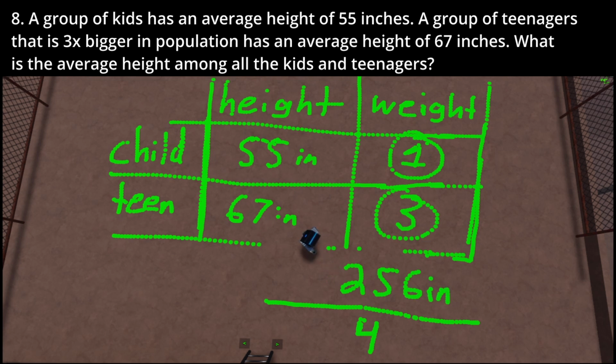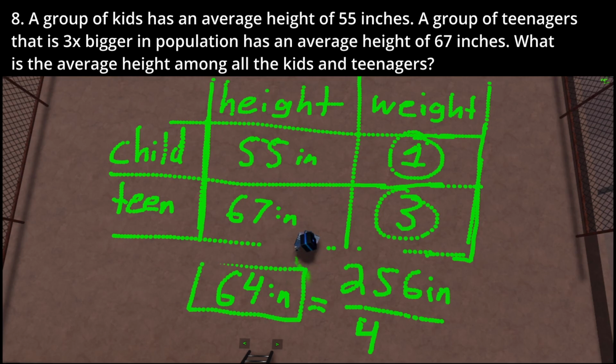So we have 256 inches divided by 4. And if you do that, this ends up being 64 inches. So this means the average height among all these kids and teens is 64 inches.